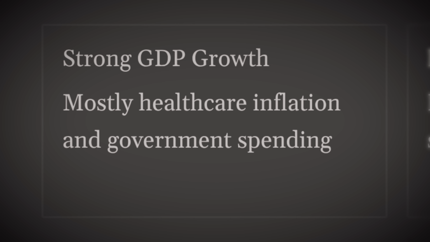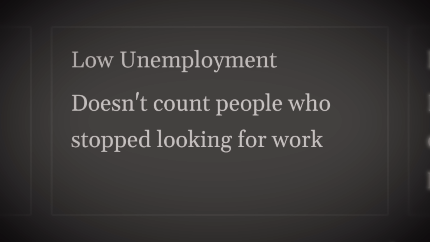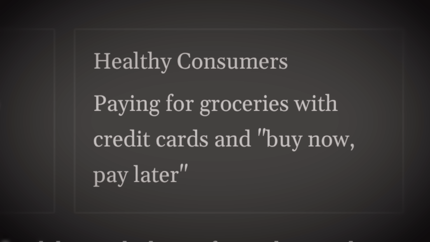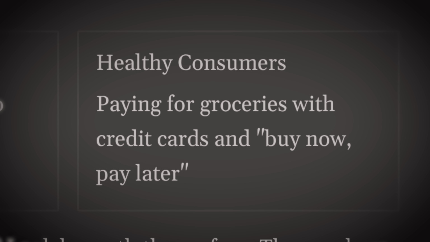The signal number three that I look for is the economy. Watch how politicians and central bankers talk about the economy. Notice how many things sort of require these. Strong GDP growth. It's mostly healthcare inflation, by the way, and government spending. Low unemployment, which doesn't count the people who stopped looking. Healthy consumers. Well, they're paying for their groceries with credit cards and buy now, pay later, right? They're ordering their Uber Eats delivery with buy now, pay later. And you kind of look at those things and you think, well, those things are not healthy. They are things we should put in speech marks, right?